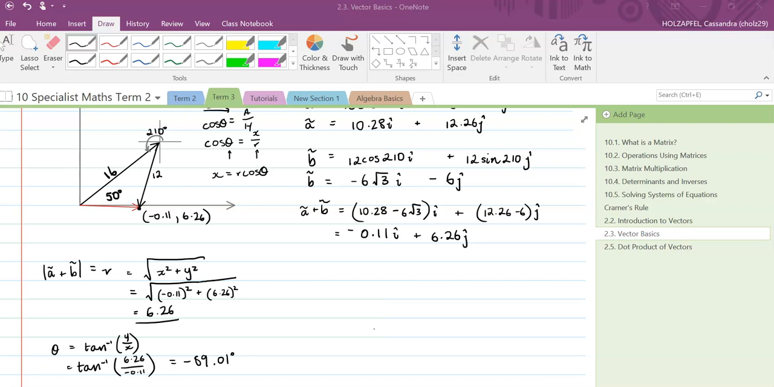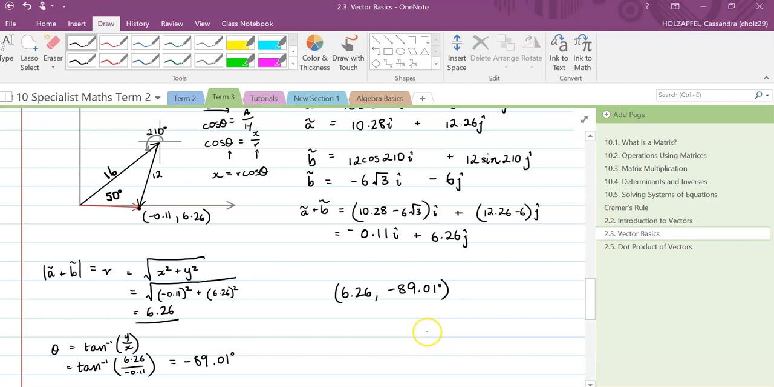Finally, we have our angle. To represent this using polar form, we're going to use 6.26 at an angle of negative 89.01 degrees. Right, so that's how we use polar form to convert to Cartesian form, and how we can use Cartesian form to convert back to polar form.